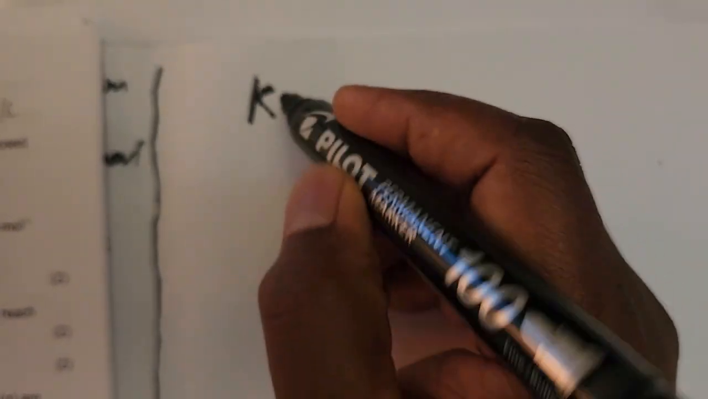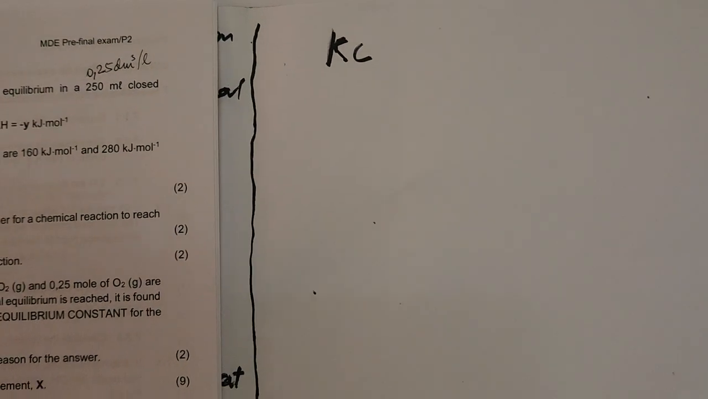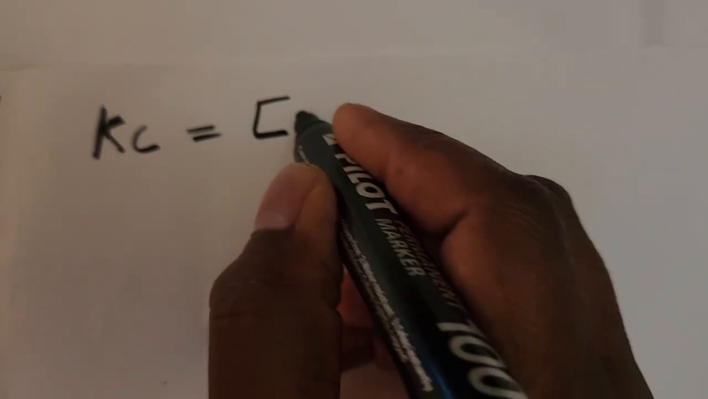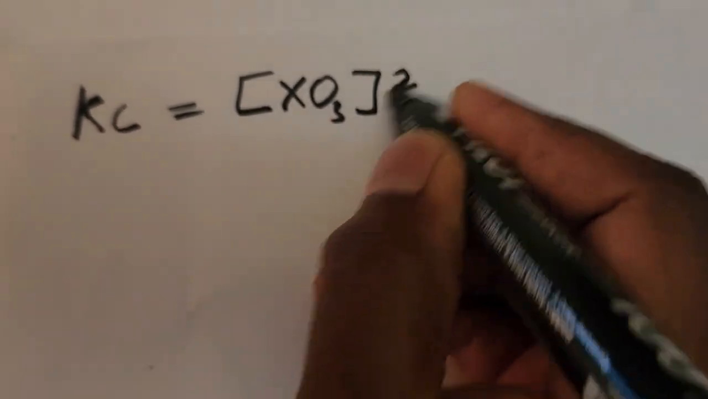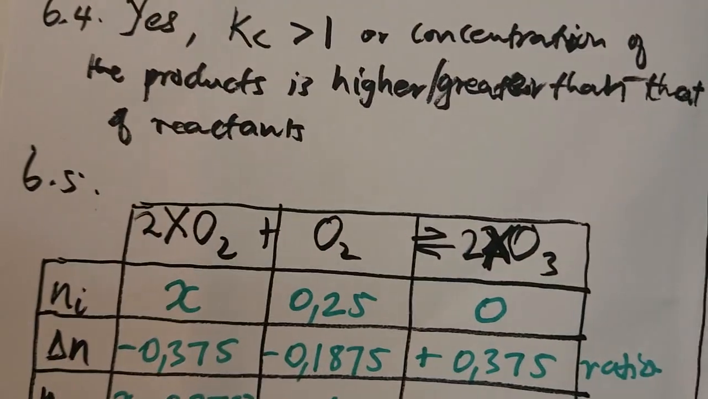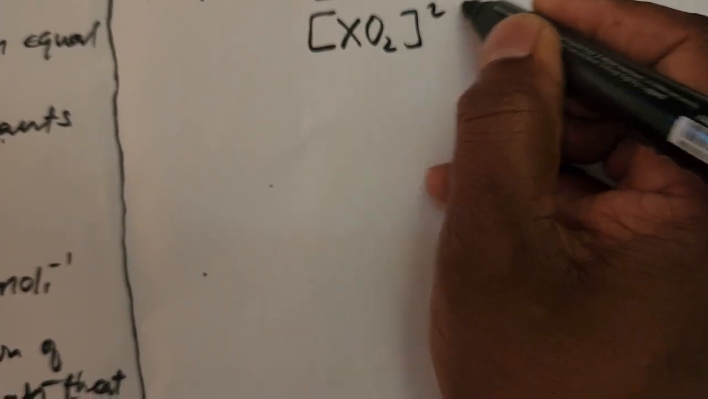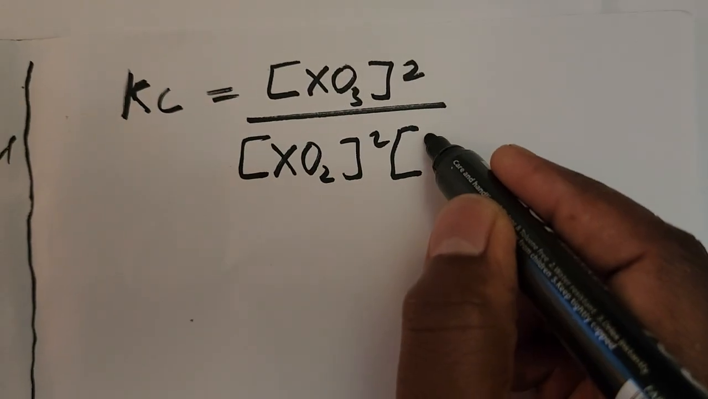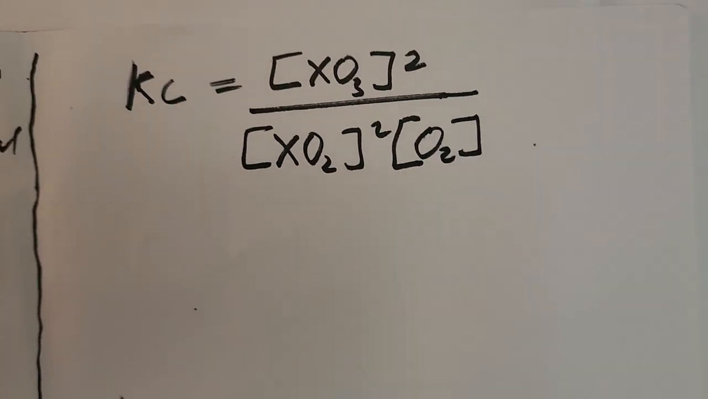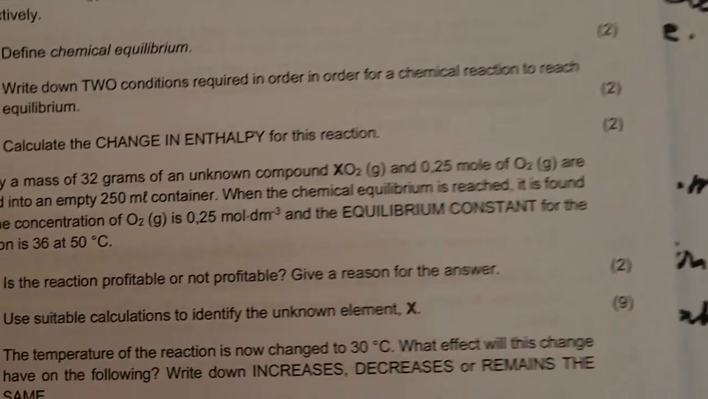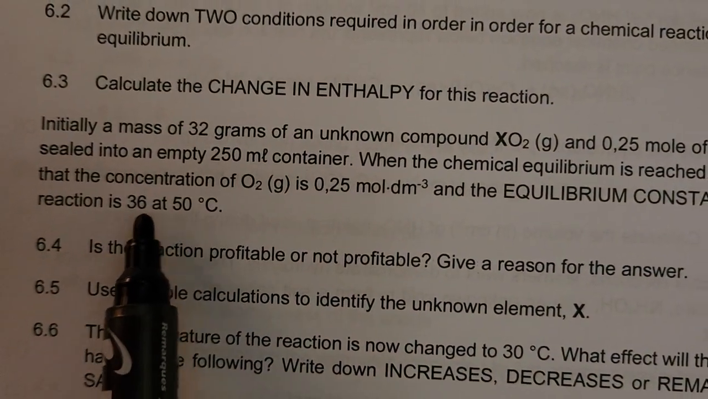The Kc expression for this equation will be, you still remember this one, the products is only 1, therefore I'll have a concentration of XO3 squared divided by the reactants, which are 2, so the concentration of XO2 squared multiplied by the concentration of oxygen. For writing this one, we'll get 1 mark. Now I have to substitute. According to the question, Kc is 36. If you still remember, it's given here that Kc for this one is 36.